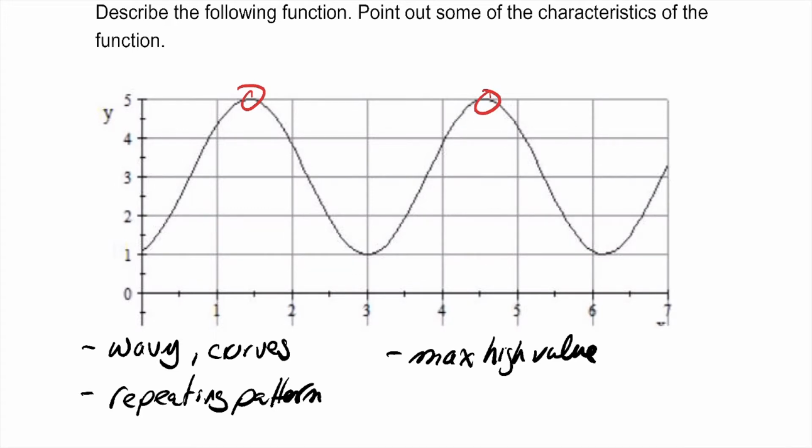While some of the functions we looked at had high values, this one also has a minimum value, or a low value. We haven't really looked at a function or graph so far this year that has both high values and a low value, so this one is unique in that sense. Here we could look at the low points on the graph. We have one here and one here. And because there's a repeating pattern, those maximum and minimum values also repeat.